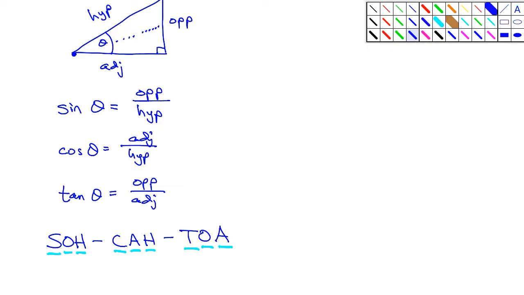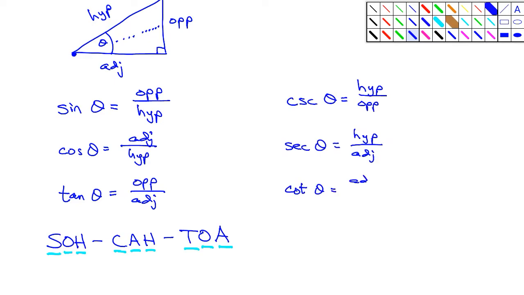We can define the other three trig functions in these terms as well, and they are: cosecant of theta is equal to the hypotenuse over the opposite. The secant of theta is equal to the hypotenuse over the adjacent, and the cotangent of theta is equal to the adjacent over the opposite. Usually what I do is I just focus on the first three and then take reciprocals to find the other three.